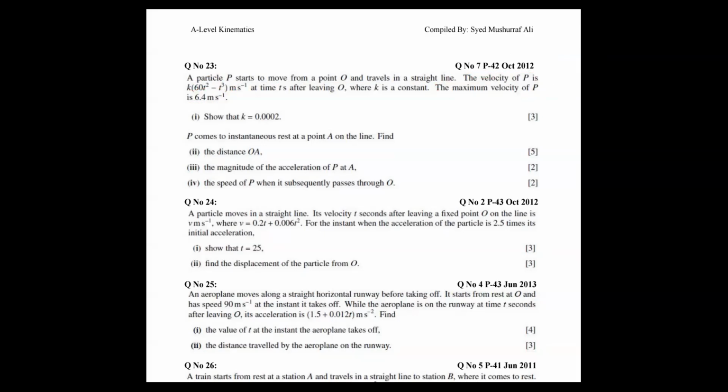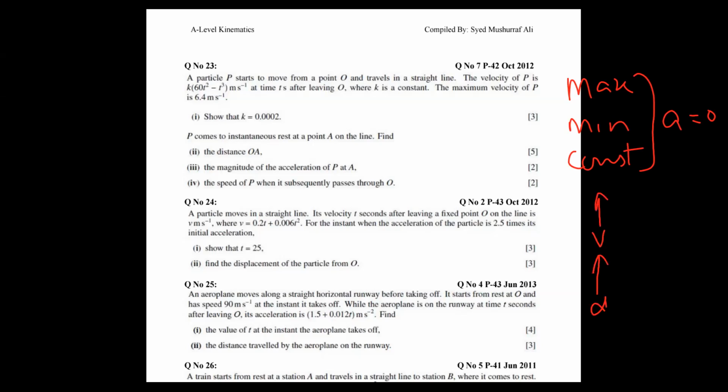This point is very important. I have given this explanation many times. Whenever maximum velocity, minimum velocity, or a constant velocity comes, acceleration is always zero. If I'm at displacement level, I differentiate to get velocity, and differentiate again to get acceleration. So the plan is very clear.